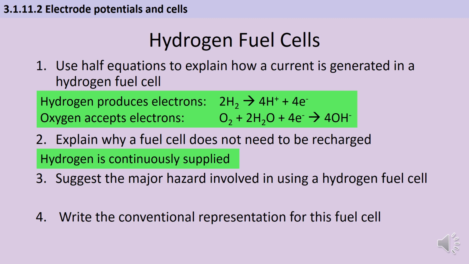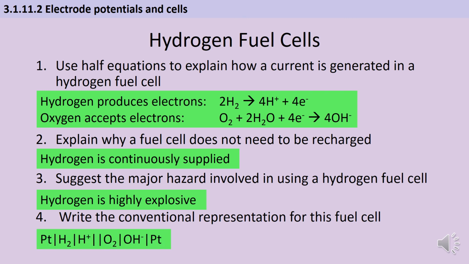The fuel cell doesn't need to be recharged because hydrogen is just being continuously supplied to it, along with oxygen to oxidise that hydrogen. The major hazard is that hydrogen is highly, highly explosive. And finally, our conventional representation, we're going to need some platinum electrodes. So you've got your single lines for your phase boundaries, your most oxidised species nearest to the salt bridge in the middle, and platinum electrodes on either side.